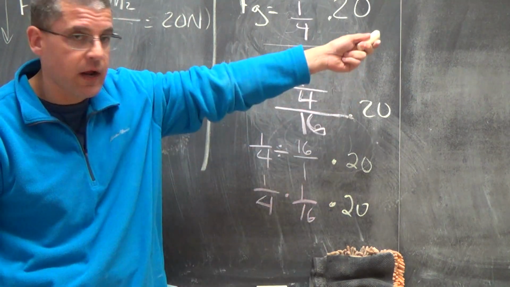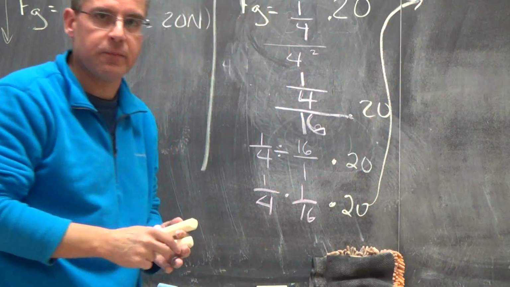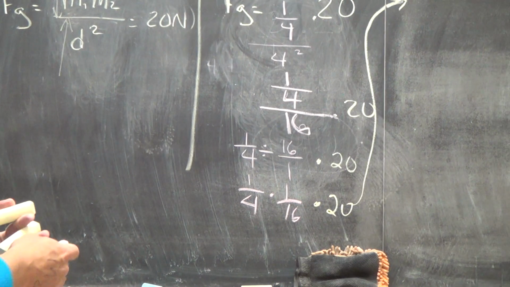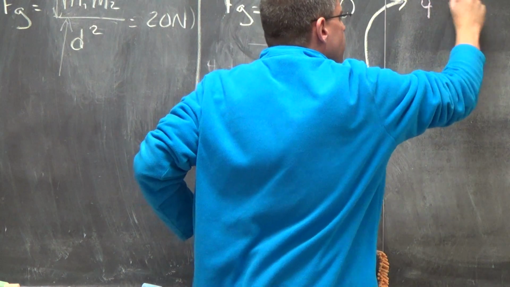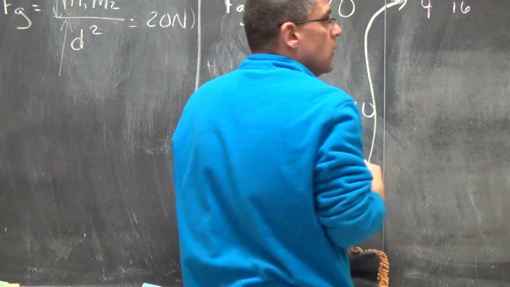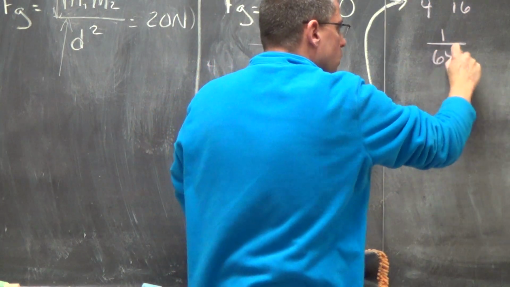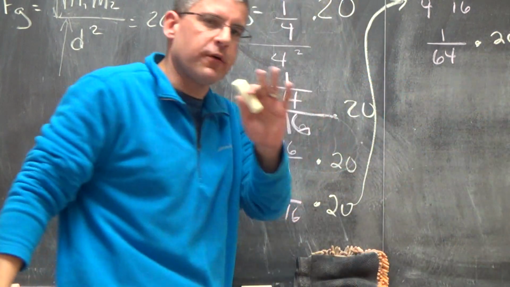Now I'm going to bring it over here. My next step is over here. I'm just really drawing it out to help your math skills. So hold on. Now we're going to do 1/4 times 1/16. I'm just rewriting this so we can see it, times 20. So now you're left with, do this first, 1/64 times 20.